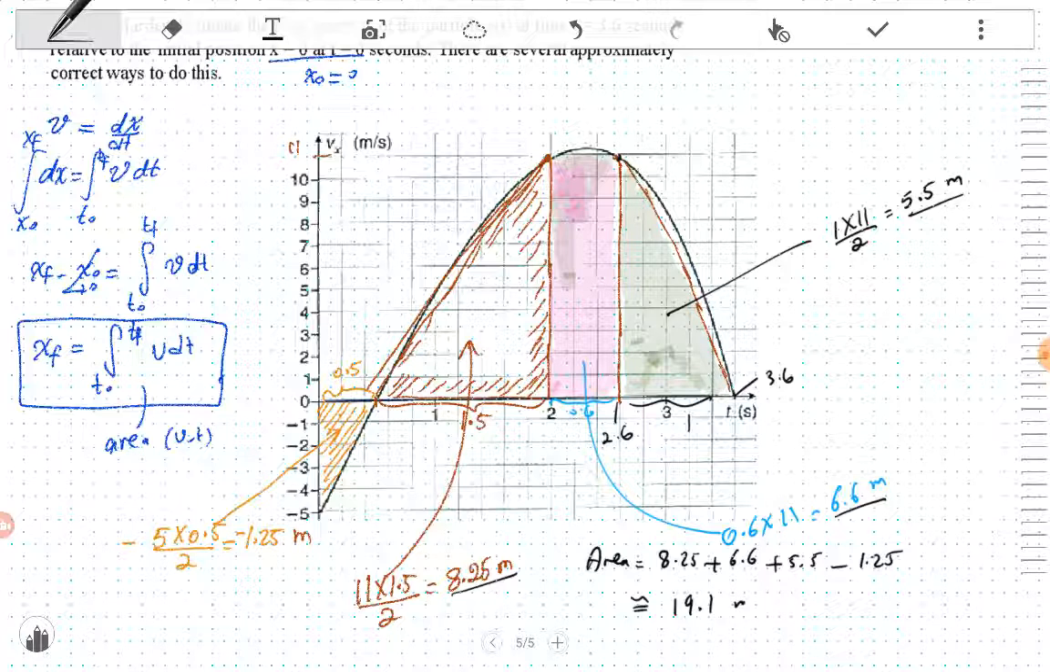That will be less than the actual area, but it's okay. So that will be the position. So the position at the end of the trip is equal to 19.1 meter.